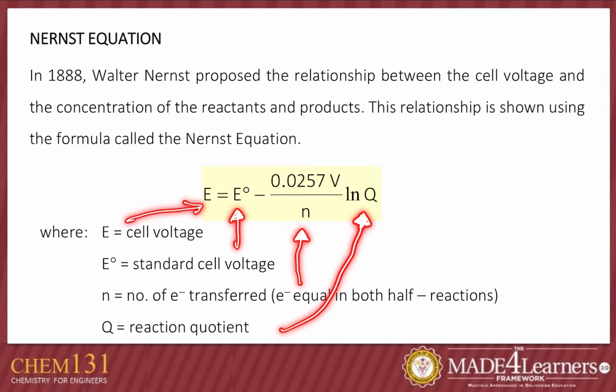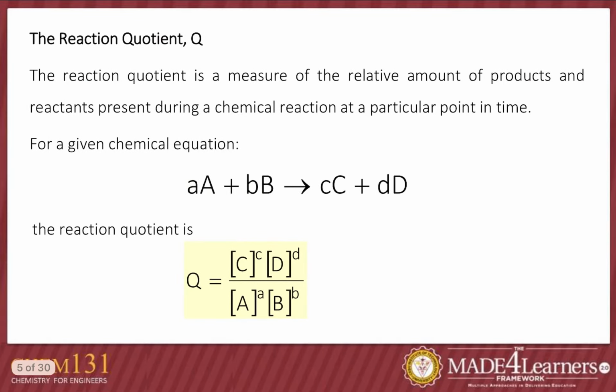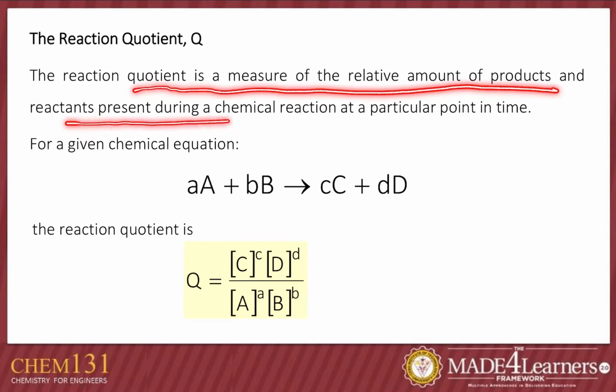Reaction quotient. What's ang reaction quotient? So, the reaction quotient is a measure of the relative amount of products and reactants present during a chemical reaction at a particular point in time. So, at a specific time. So, it's a ratio of products over reactants.